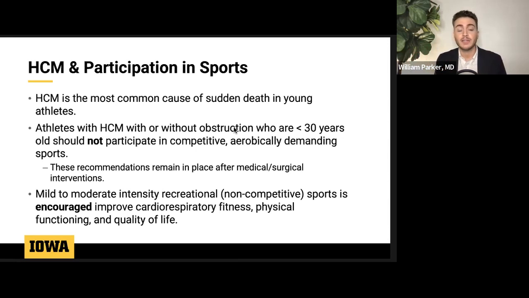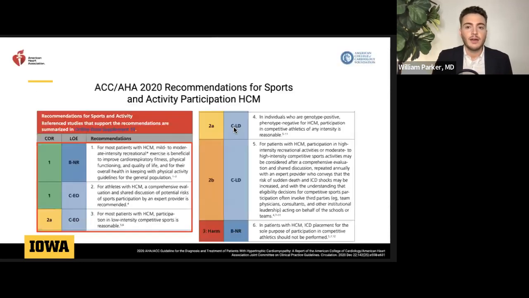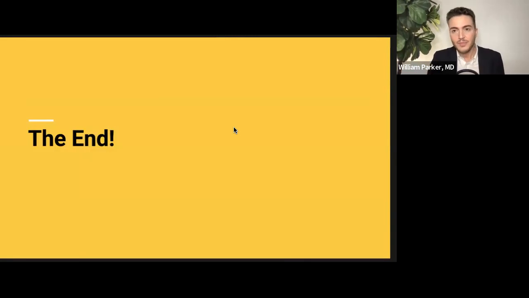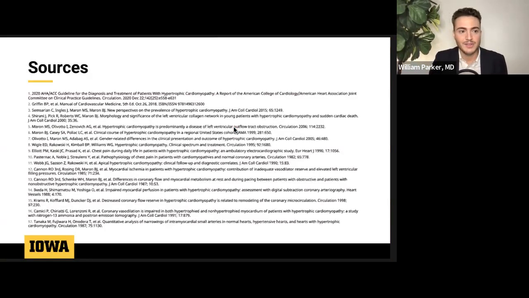However, mild to moderate intensity recreational exercise, so not competitive level, but recreational, is actually encouraged for these patients in the same way that it's encouraged for the general population to improve cardiorespiratory fitness, physical functioning, and quality of life. Here are those recommendations summed up. And finally, I'm sorry that I'm 2 minutes over time, the end. And here are my sources.